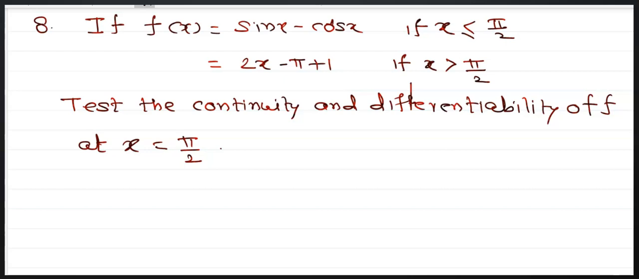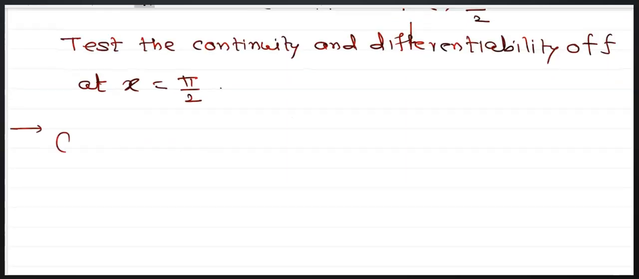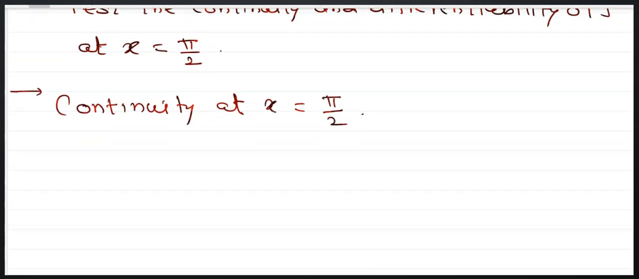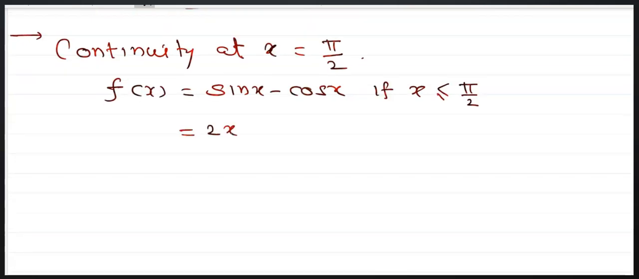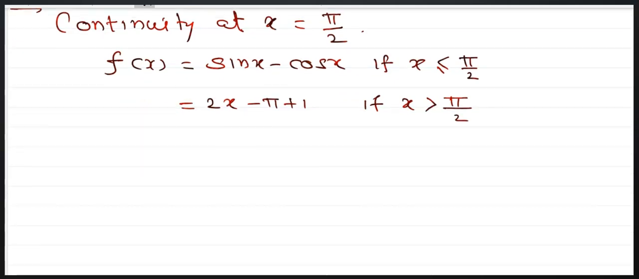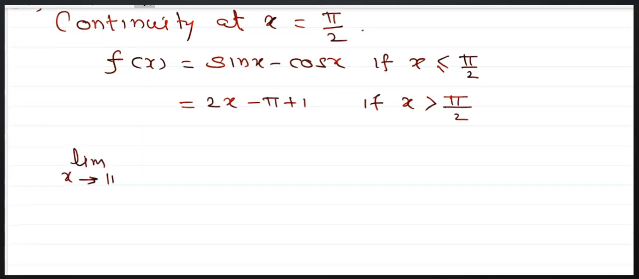Now we'll find out its left hand side limit and right hand side limit. f of x is equal to sin x minus cos x if x is less than or equal to pi by 2, and 2x minus 5 plus 1 if x is greater than pi by 2. Now the left hand side limit.